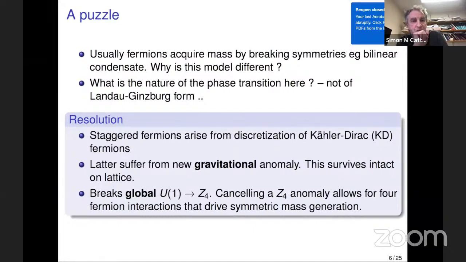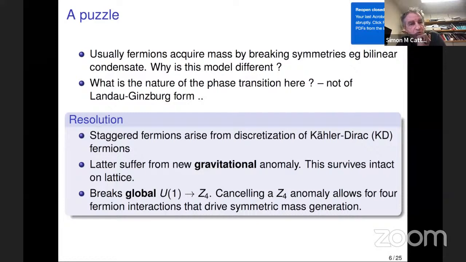So I have this lattice model where apparently the fermions can pick up masses without breaking any of the exact lattice symmetries. And I don't really understand at this point why that's the case, why it's different from all the other staggered lattice models and Higgs-Yukawa models that have been looked at over several decades. And the question is, what's the nature of the phase transition here? There's no order parameter, so it's certainly not a Landau-Ginzburg type analysis. It's something more exotic than that, presumably has some sort of topological flavor.